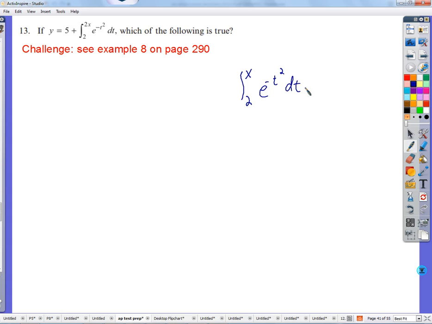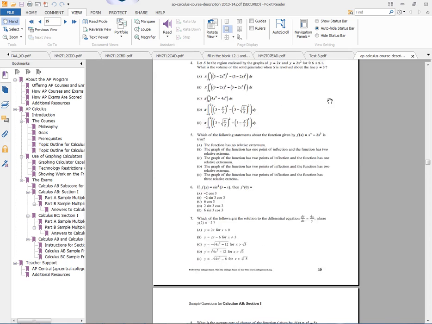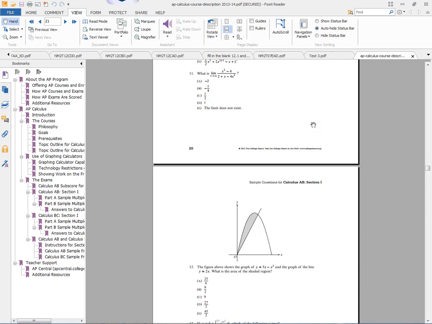So the second fundamental theorem of calculus would say, let's see. Statements. That's going to be hard to answer. Hold on. What number was that? 13. Yeah, 13.